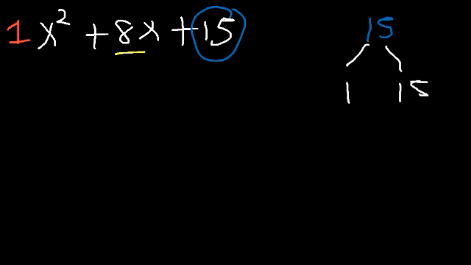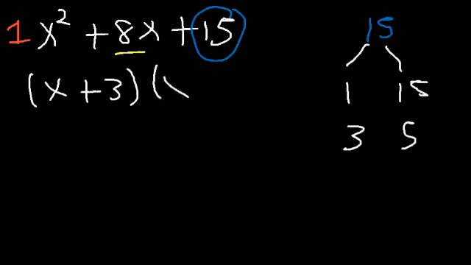So 1 and 15 multiplies to 15 but adds to 16. The other option is 3 and 5. 3 times 5 is 15, but 3 plus 5 is 8. And so when we factor it, it's going to be x plus 3 times x plus 5. And because factoring is a common technique that is needed on the SAT, let's do a few examples.